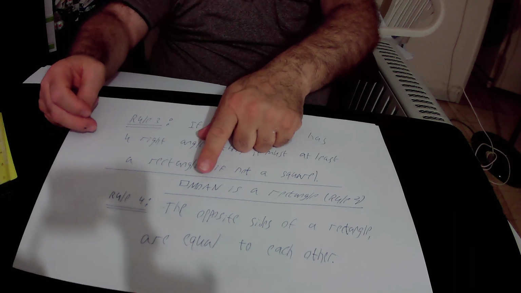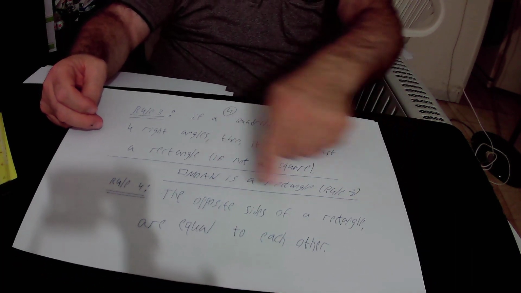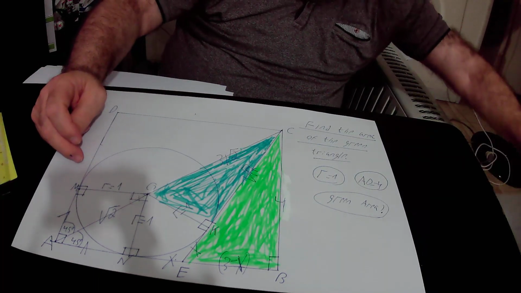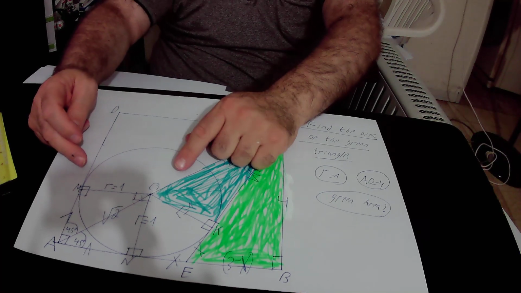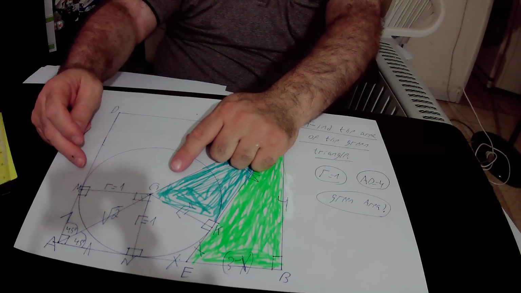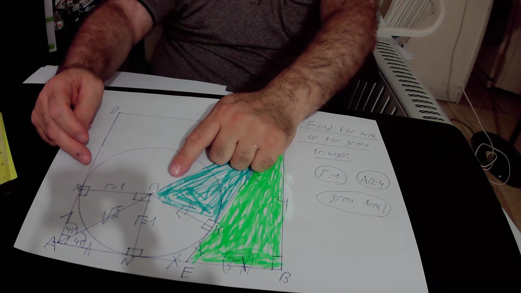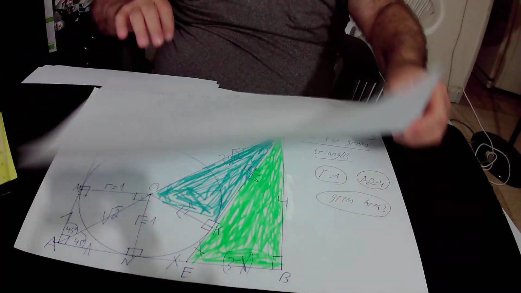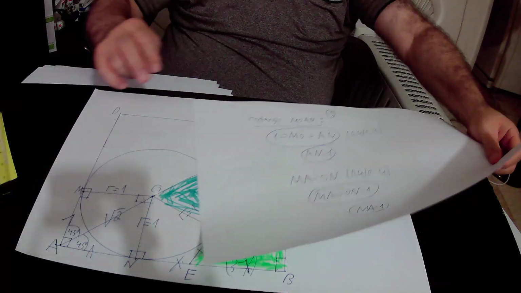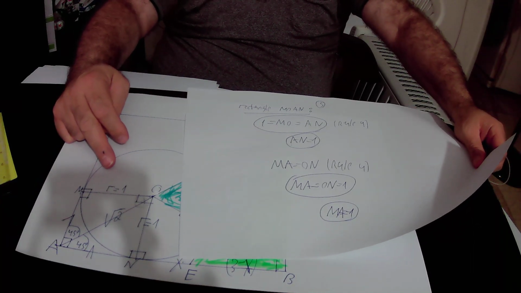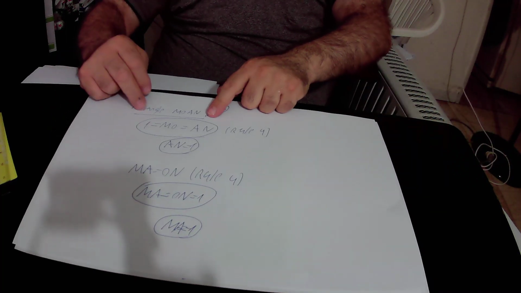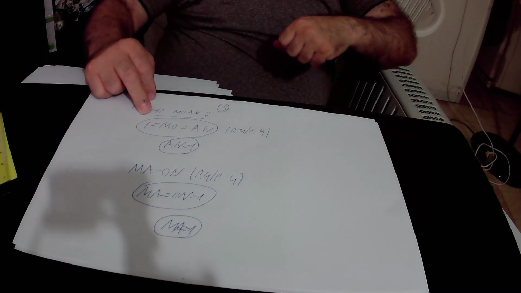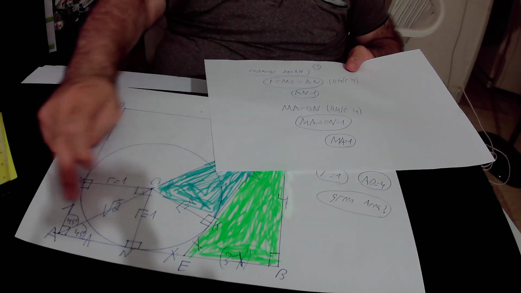And we also have rule number 4 that states that the opposite sides of a rectangle are equal to each other. We will implement rule number 4 on rectangle MON. MON is a rectangle according to rule number 3. So in rectangle MON, we know that MO equals AN according to rule number 4. But we know that MO equals 1 unit. It is given in the question. So from this equality, we will conclude that AN equals 1 unit.